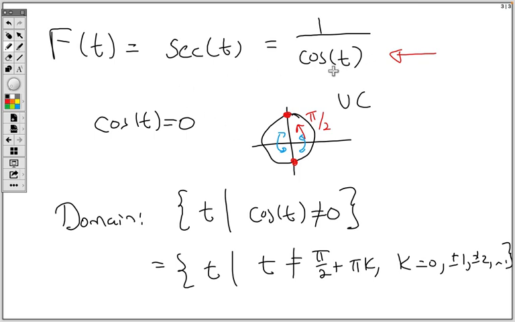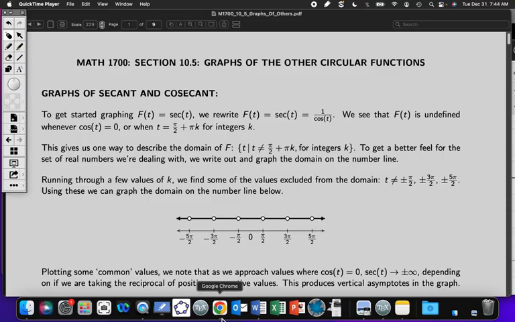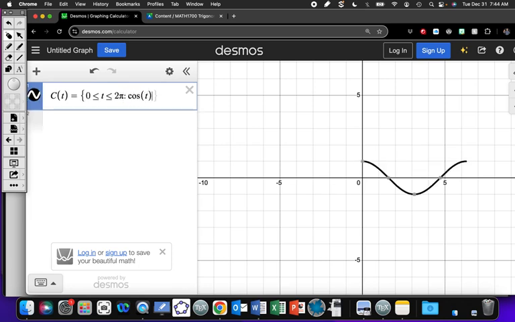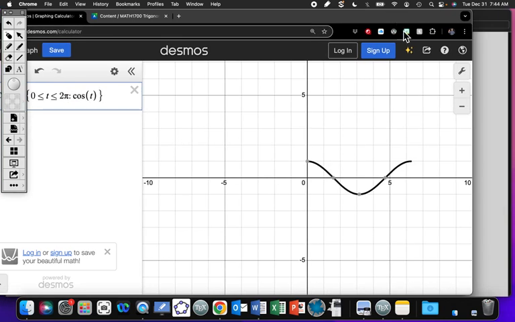But let's go ahead and start with cosine. We can start with the graph of cosine, and then think about what the graph would look like if we try to take reciprocals of those values. So let's fire up Desmos here, and let's graph the fundamental cycle of cosine. So we'll call that C of t. So we're going to just restrict ourselves from 0 to 2 pi. All right, and there it is. There's our fundamental cycle of cosine.